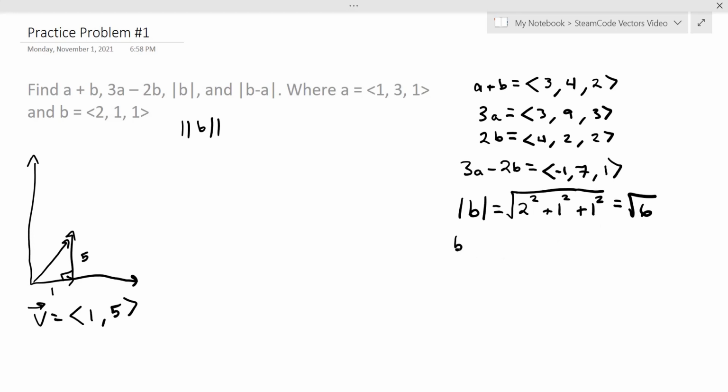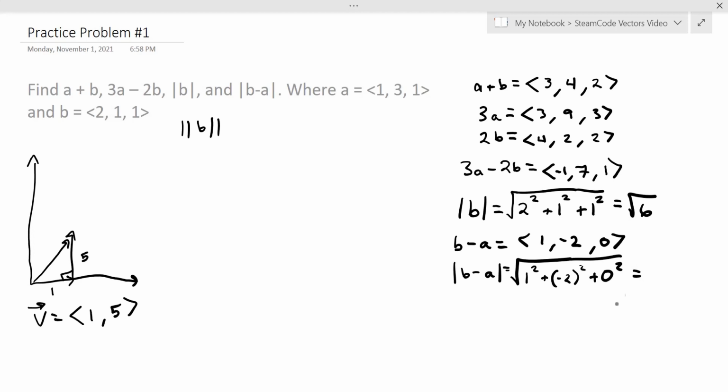What's the magnitude of b minus a? Well, let's first find b minus a. b minus a is equal to 2 minus 1, which is 1, 1 minus 3, which is negative 2, and 1 minus 1, which is 0. So the magnitude of b minus a would equal the square root of 1 squared plus negative 2 squared plus 0 squared. And what's that equal to? That's equal to root 5.